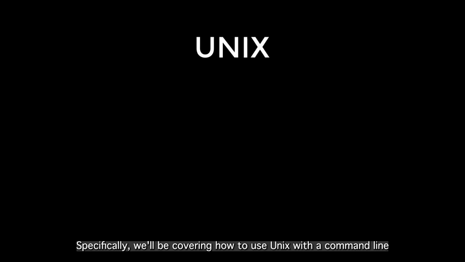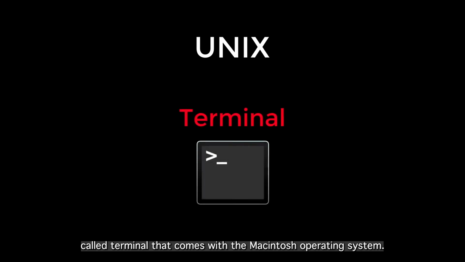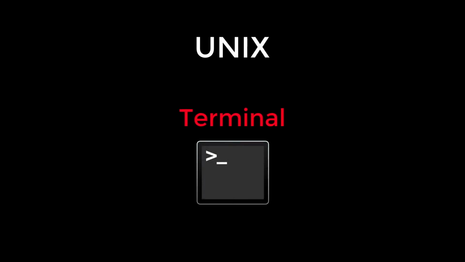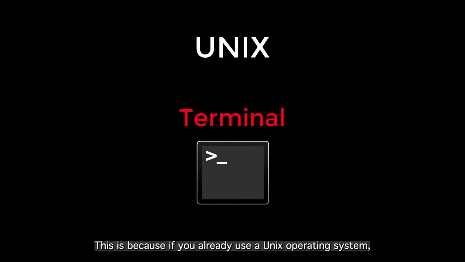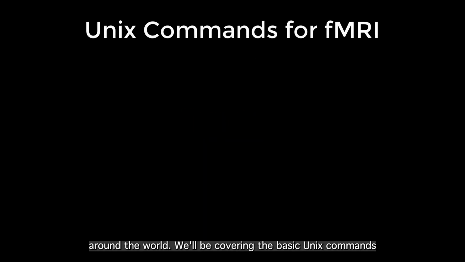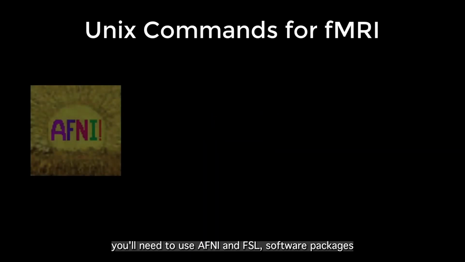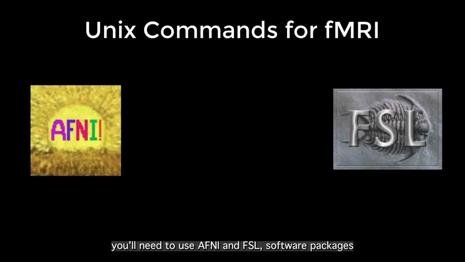In this series, we'll review the command line you'll be using as a neuroimager, Unix. Specifically, we'll be covering how to use Unix with a command line called terminal that comes with the Macintosh operating system. This is because if you already use a Unix operating system, you probably already know the Unix commands, and because Macintosh computers are widely used in neuroimaging labs around the world. We'll be covering the basic Unix commands you'll need to use AFNI and FSL, software packages that were designed to be run from the command line.